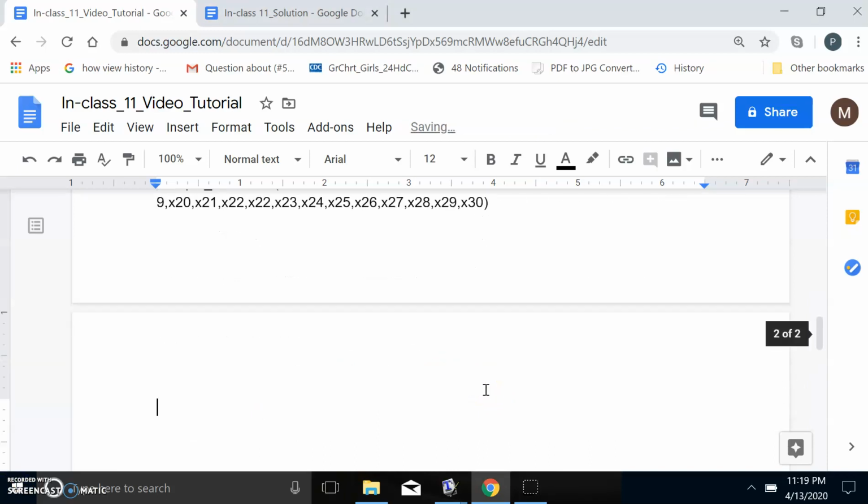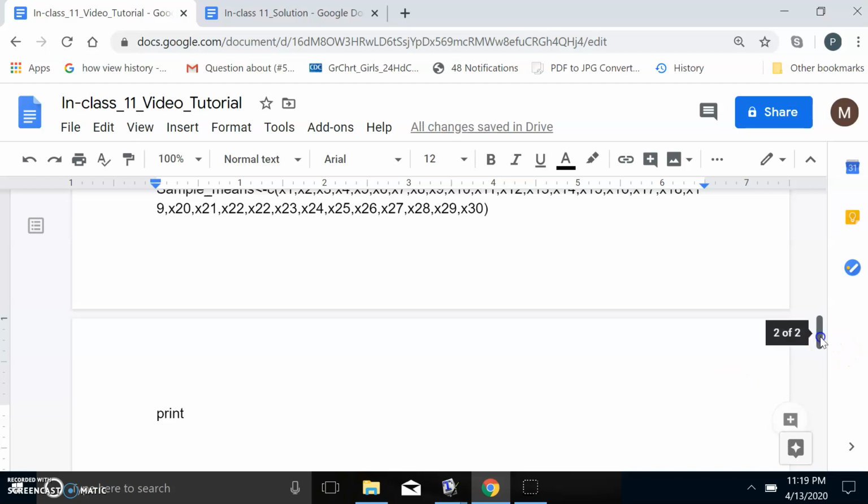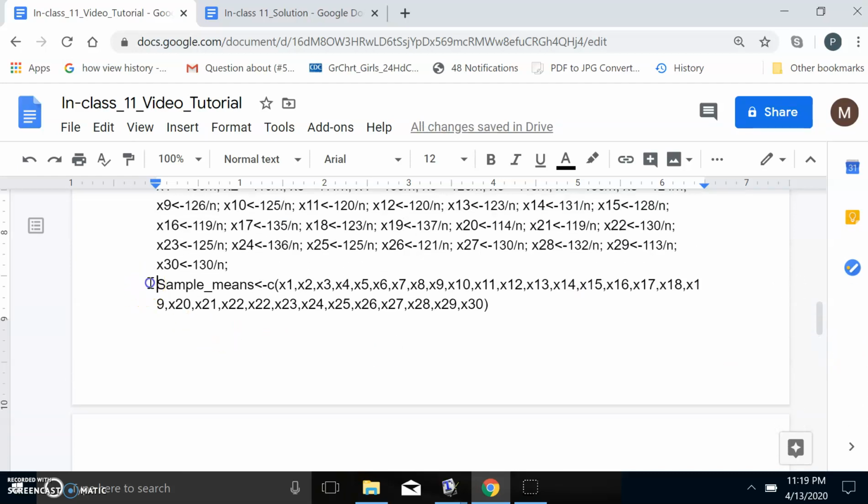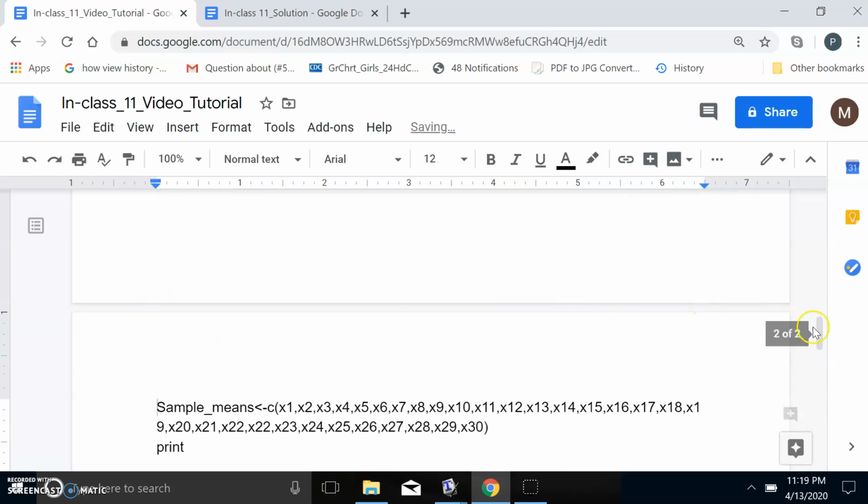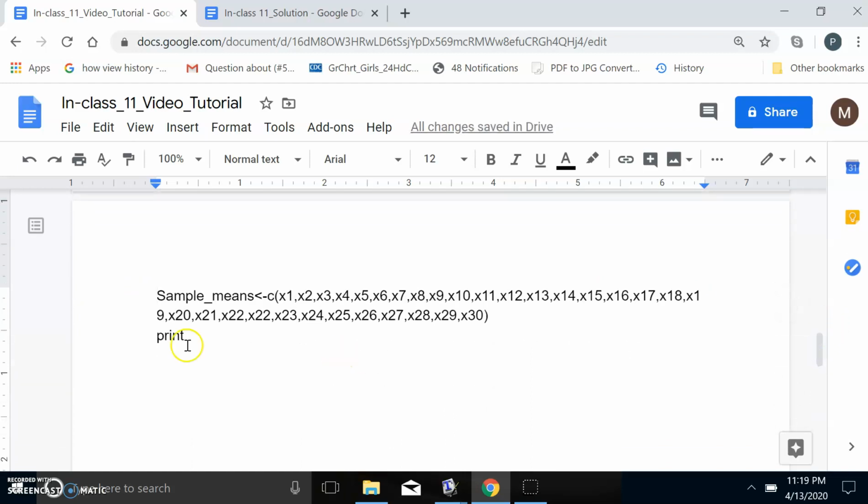So I've defined my sample means. Then I'm going to write print. I'm going to put this down here and look at it here. So I'm going to say print, then a quotation mark, sample means.